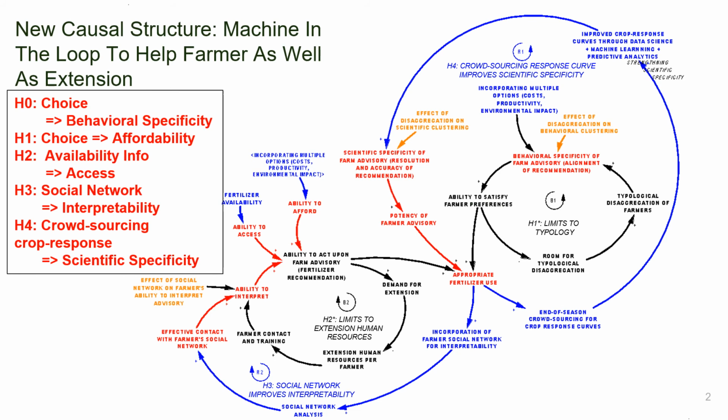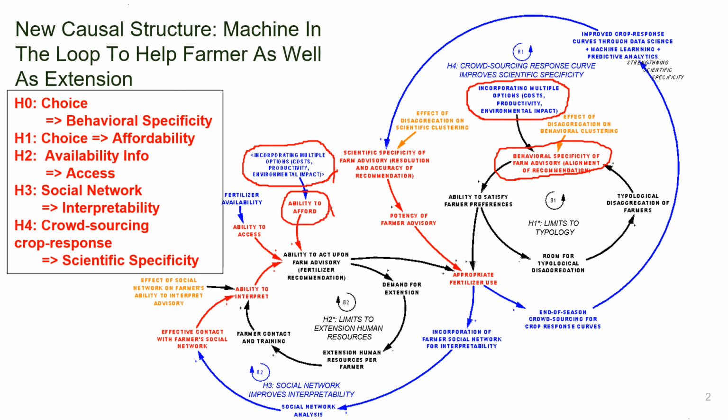So we can now augment the causal structure that we have so far with what a machine in the loop can add to such a structure. These additions are shown in blue. First of all, such a machine can provide a much greater fertilizer choice to the farmer, including organic and inorganic, and let them compare these choices on the basis of cost, productivity gains, and environmental impact for each choice. In turn, such a choice improves the behavioral specificity on one hand, and it also improves the affordability because there's more choices to pick from.